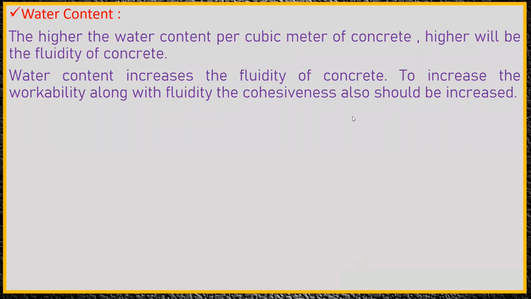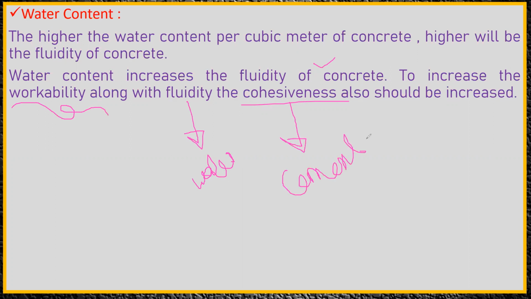That means when I say the word cohesiveness, let me try to do it again. So the second point is that water content increases the fluidity of the concrete. This is understood. If you keep adding more and more water, the fluidity is going to increase. Now to make my concrete workable along with the fluidity, what do I mean by fluidity here? The fluidity is water here. Along with the water, the cohesiveness should also be increased, and this cohesiveness is going to come with the help of cement.